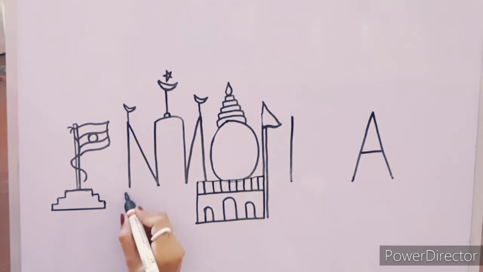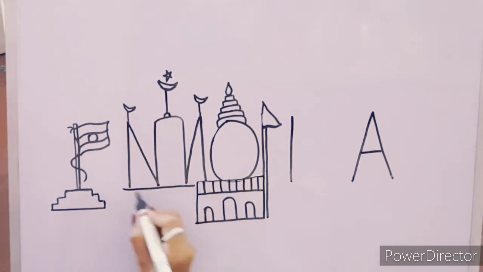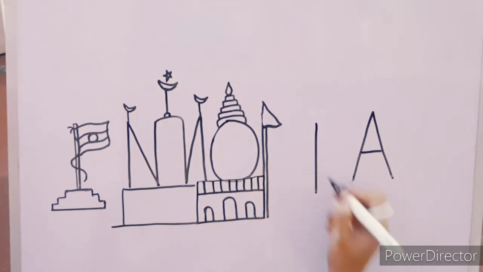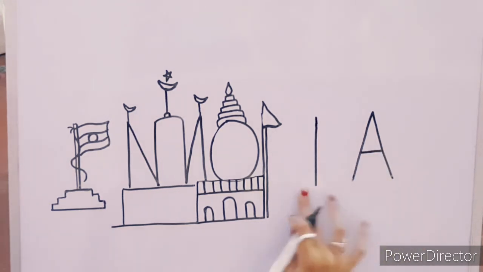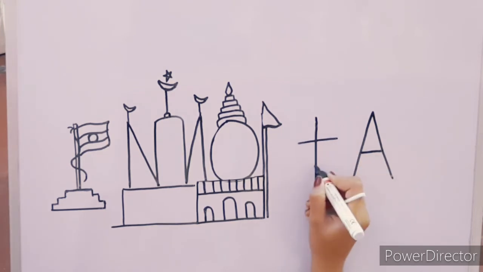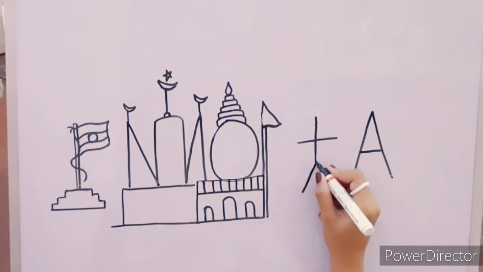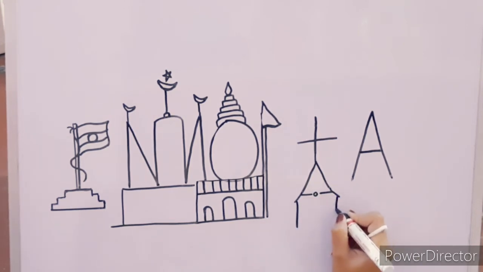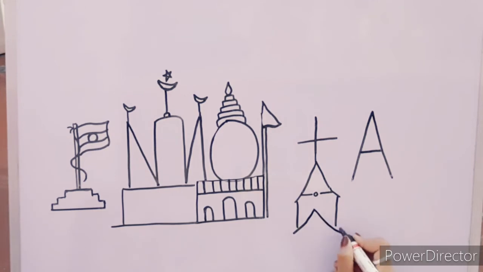Now next we will proceed to another I. IND has completed. Now another I. With that I we are going to make a church. So step 1, to draw the slanting line, the slipping line. Then like this way we will continue with slanting lines and standing lines.